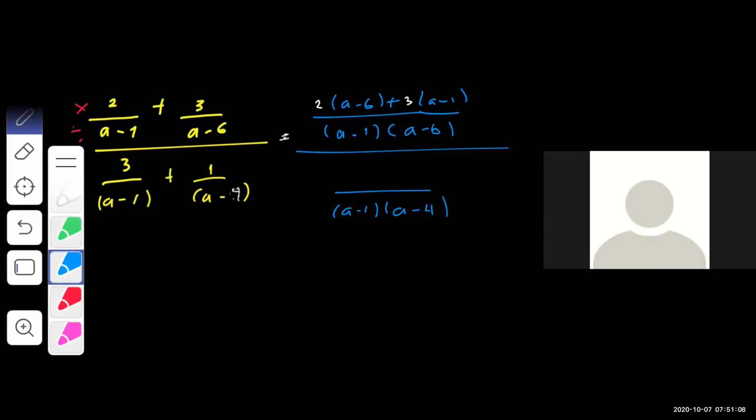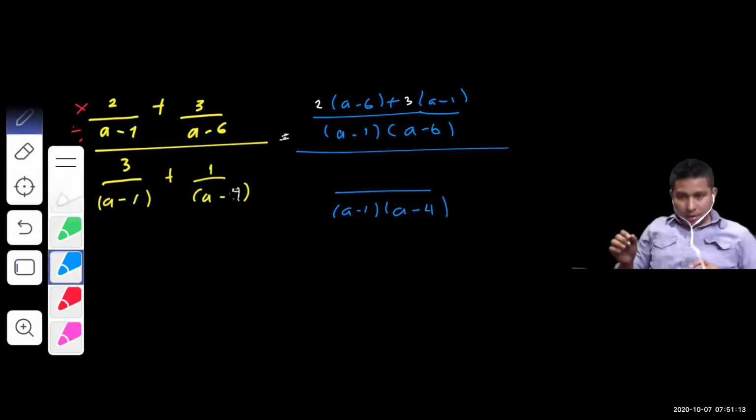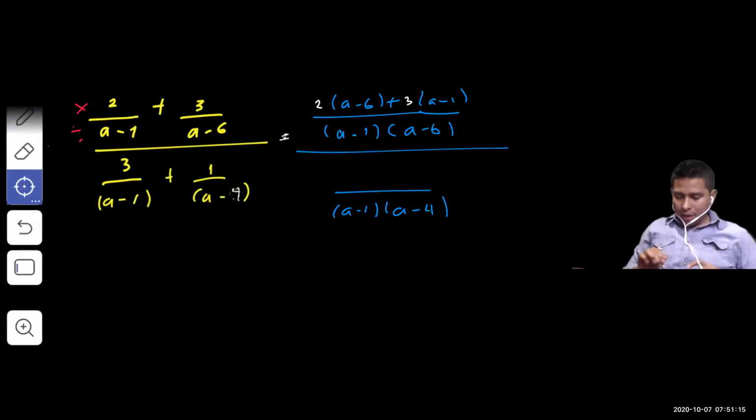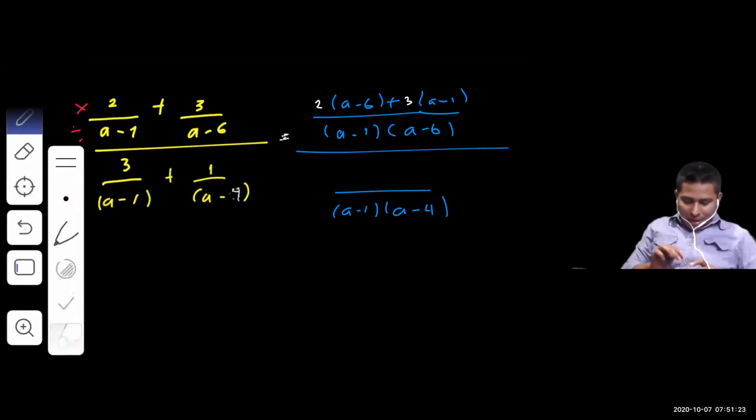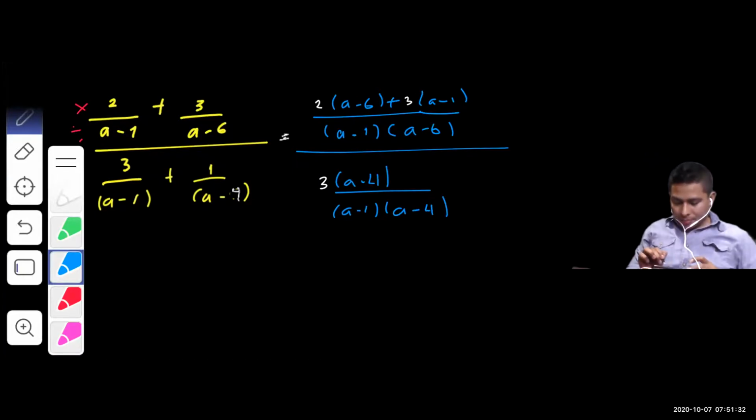And now we're going to use the same idea. We're going to divide, and we're going to try to find the numerators. Let's divide this by this, guys. A minus 4. I'm going to get A minus 4. Excellent. 3 times A minus 4. Copy the 3 first. 3 times A minus 4. That's it.